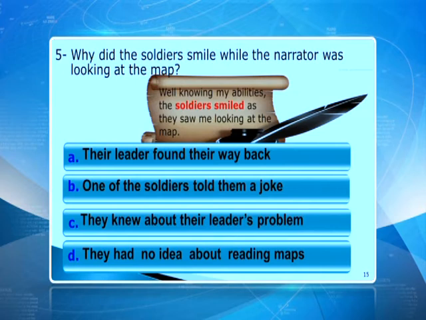The last question in the multiple choice task is, why did the soldiers smile? Why was the narrator looking at the map? Why did they smile? Did they smile because their leader found their way back, or one of the soldiers told them a joke, or they knew about their leader's problem, or they had no idea about reading maps?